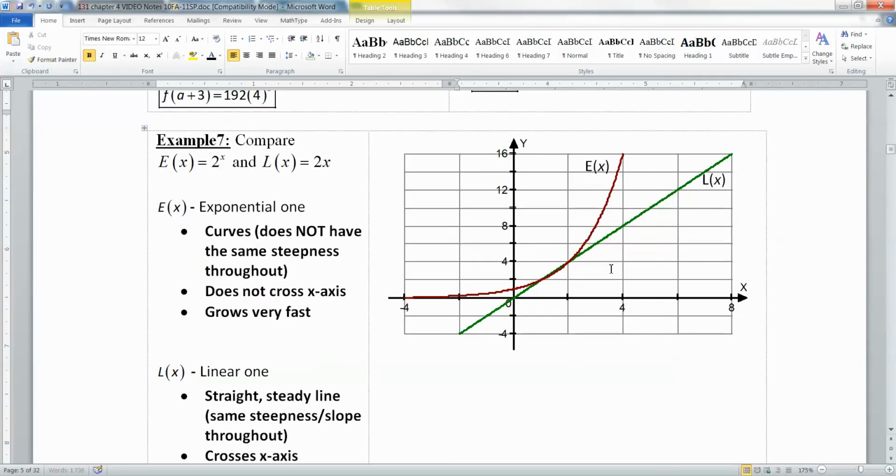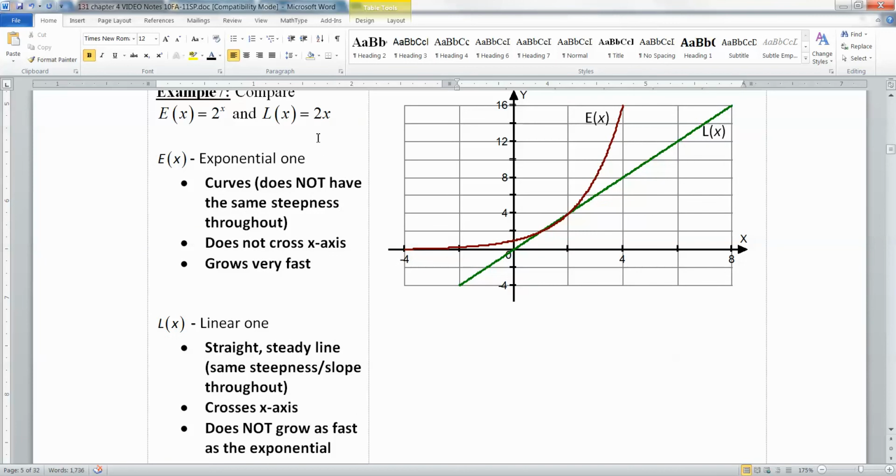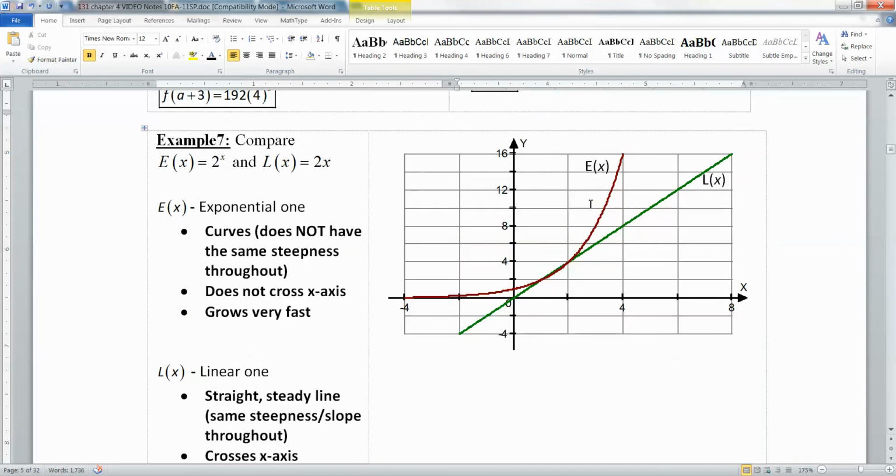Now the last bit here on this page is to compare e of x, which is 2 to the x, which is exponential, and L of x, which is 2x, which is linear, right? This is mx plus b, it's just that b is 0. So I've labeled them. The exponential one is this red one, this maroon one right here. And you can see that the exponential is a curve. It does not have the same steepness throughout. It starts out really shallow and gets steeper and steeper and steeper as the graph goes on, which means it's also growing very fast, much faster than the linear graph.